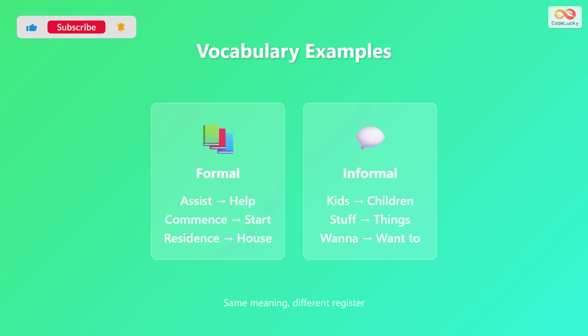Let's look at some vocabulary examples. In formal English, we use words like assist instead of help, commence instead of start, and residence instead of house. In informal English, we might say kids instead of children, stuff instead of things, and wanna instead of want to. These words have the same meaning, but they belong to different registers. Same meaning, different level of formality.